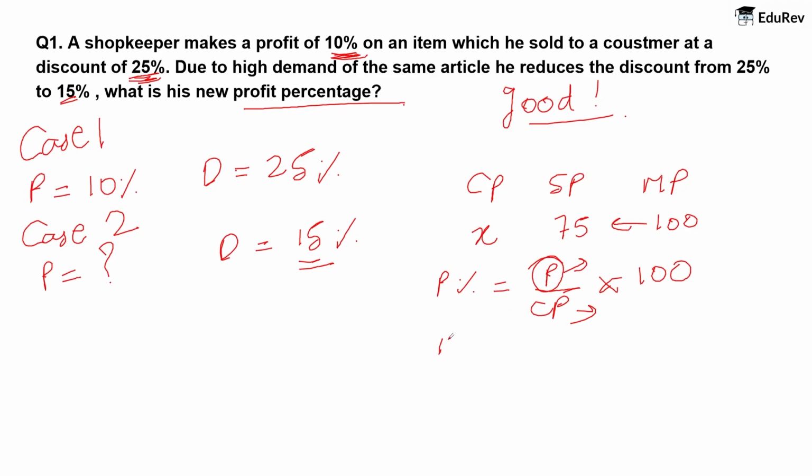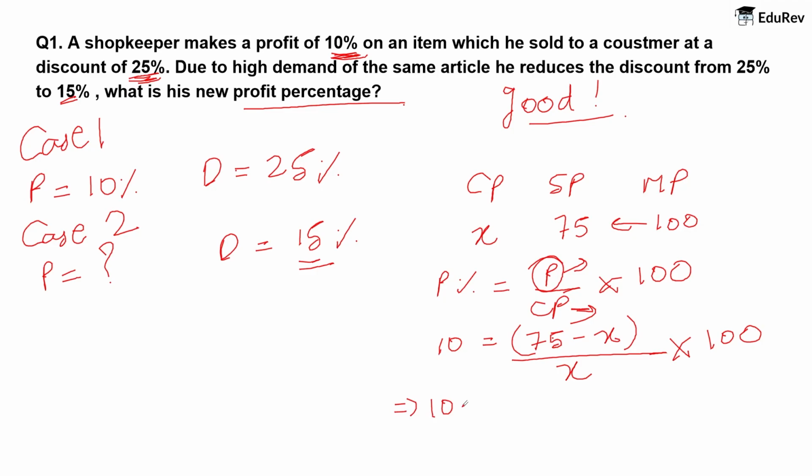I know the profit percentage is 10. Profit I know will be selling price, that is 75, minus the cost price, that is X, upon the cost price, that is X again, into 100. So I have got an equation in X. I will solve this equation and I'll get the value of the cost price. So let's quickly solve this.